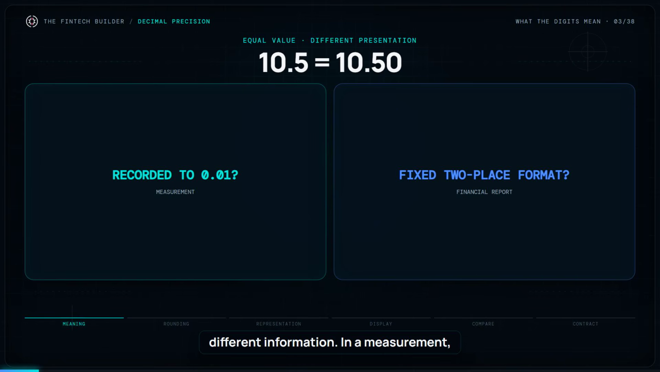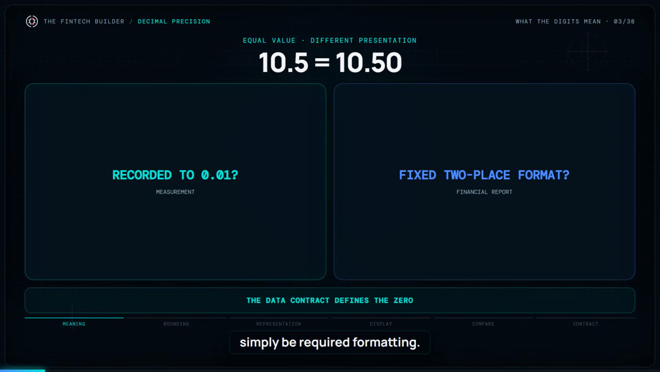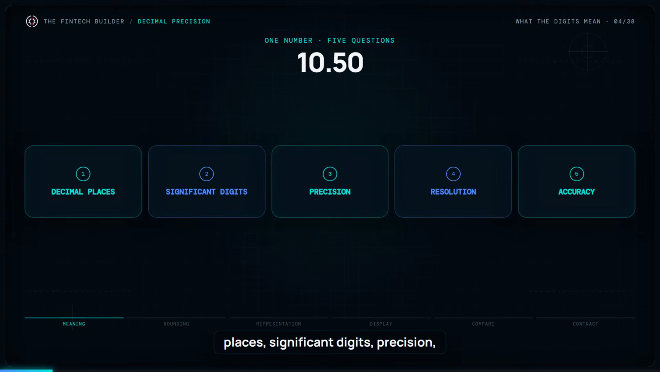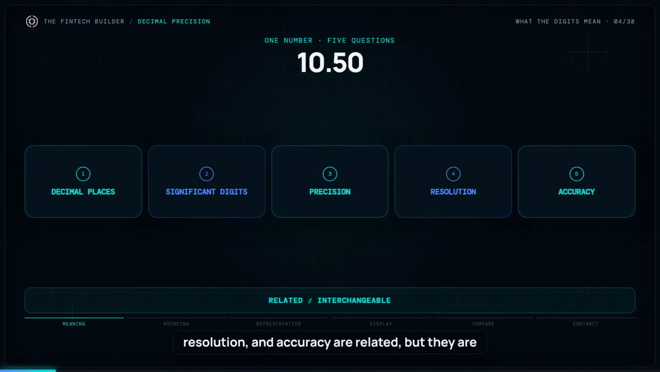In a measurement, 10.50 might suggest that the value was recorded to the nearest hundredth. In a financial report, the trailing zero might simply be required formatting. So trailing zeros can communicate precision, but only when the data contract explains what they mean. This leads to an important distinction. Decimal places, significant digits, precision, resolution, and accuracy are related, but they are not interchangeable.